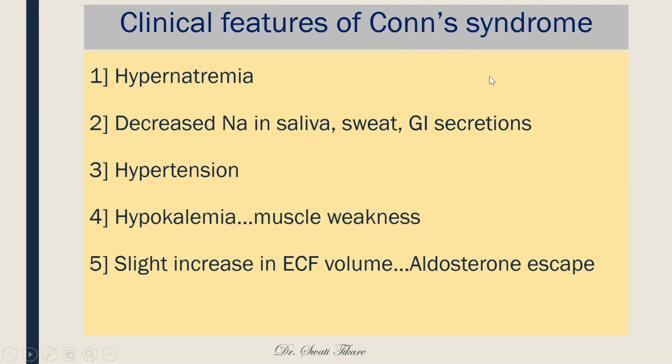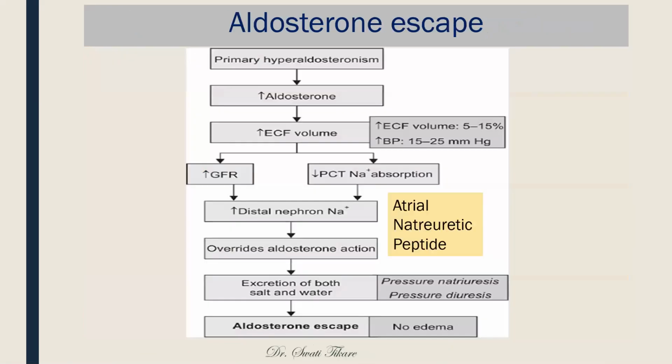But overall, for this Conn syndrome, what was the cause? The cause was the presence of an adenoma which was producing aldosterone. And how do we treat it? We will treat it surgically by removal of that particular tumor. Now we will just see in the next slide what is the mechanism of this aldosterone escape.